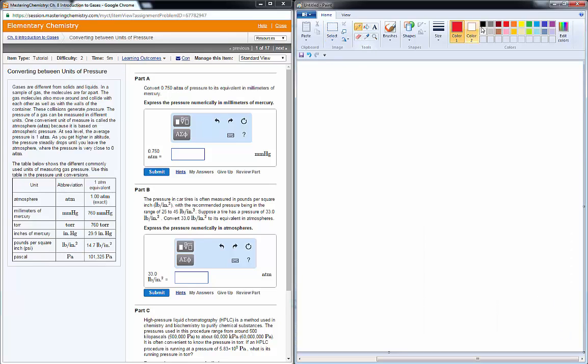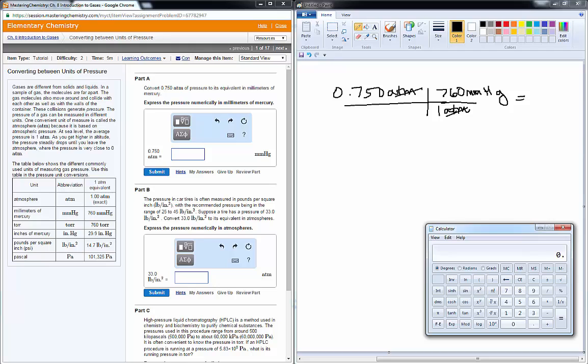That is not hard. So for this first question, they say let's convert 0.750 atmospheres of pressure to millimeters of mercury. And we look at the chart, we can see that 1 atmosphere is 760 millimeters of mercury. So we're going to put the millimeters of mercury on the top because that's what we want. That allows us to cancel the atmospheres. When we solve for millimeters of mercury, we get 570 millimeters mercury. Just plug that in.